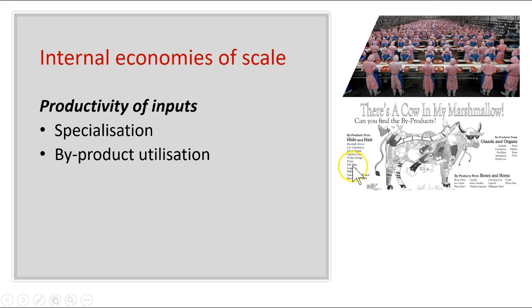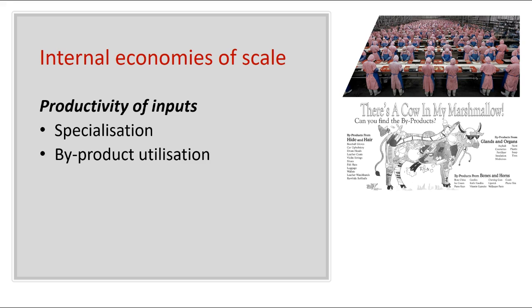So if we take the example of a cow, for a small slaughterhouse, for example, they might take certain parts of the cow and there'll be a lot of waste left over. But as the slaughterhouse becomes a larger and larger abattoir, all of what was previously waste can be gathered together and sold as a product in itself.